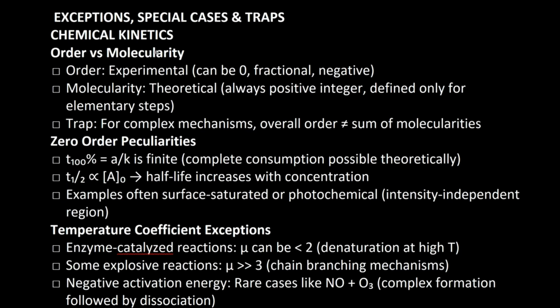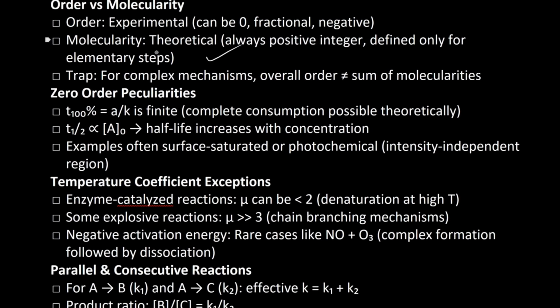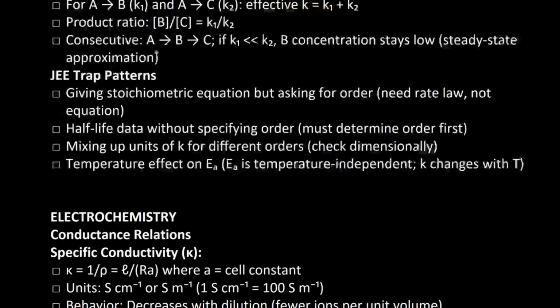These are the common traps of chemical kinetics. The order is experimental and can be 0, fractional or negative, but the molecularity is theoretical, it will always be a positive integer, defined only for elementary steps. And for complex mechanisms, the overall order is not equal to the sum of molecularities. These are some statements I have given you for statement-based questions or common misconceptions. You can note it down or just go through it once so that you will not make the mistake again.